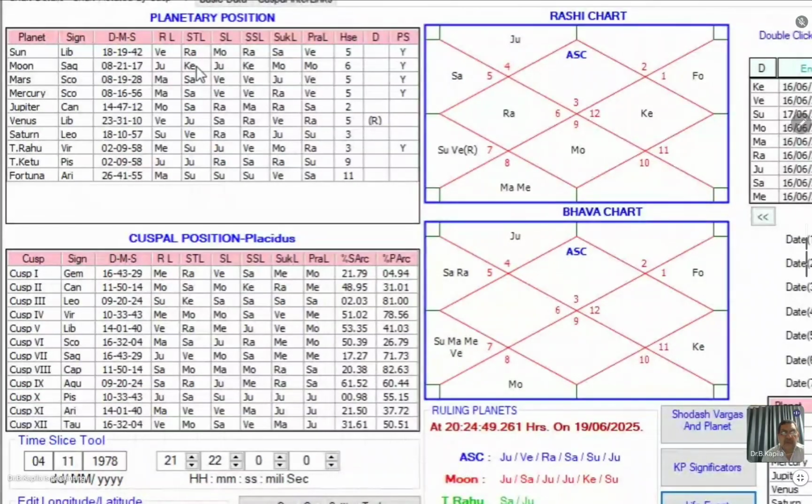Okay, so Ketu is one, Jupiter is the second one, Moon is the third one. Then we have to look at this particular row, Ketu. Ketu is in Jupiter star, Jupiter has to be taken. Ketu is in Rahu sub, Rahu has to be taken. Ketu is in Saturn sub-sub, Saturn has to be taken. So the planets will be Ketu, Jupiter, Moon, Rahu, Saturn.